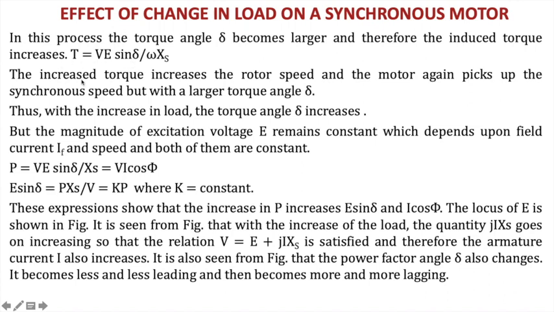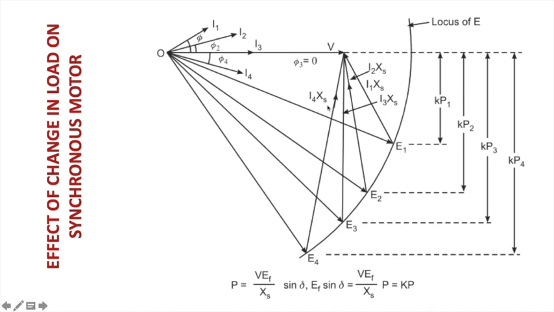Now, the increased torque first increases the rotor speed. When you try to load the motor, the rotor speed will increase momentarily, but again the motor will fall back to its synchronous speed with a larger power angle, that is your delta. So with the increase in load, the torque angle increases, and if you keep the excitation constant, your field current and the speed, both of them will be constant, because power is equal to VE sin delta by Xs. So when you keep E constant, that is excitation constant, your delta will only change. Now this is the effect of load.